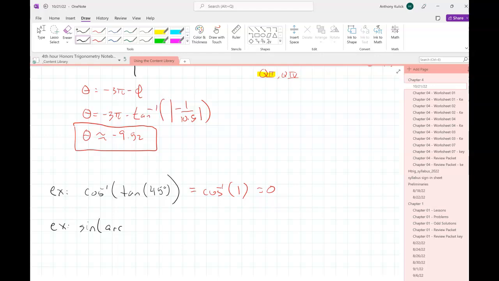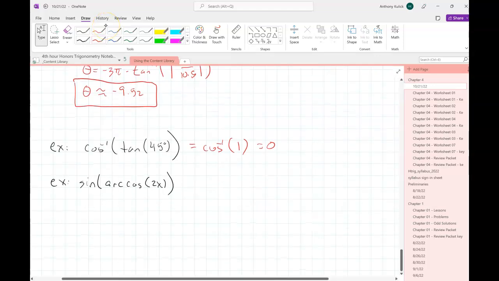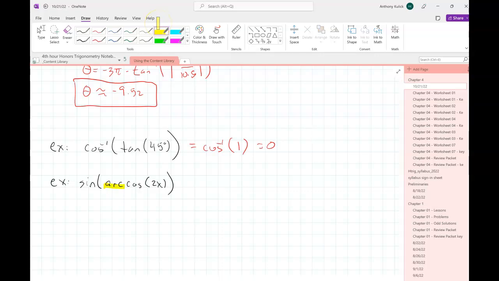Oh, I forgot to mention this. You'll also see arc cosine or arc sine or arc tangent used relatively interchangeably. That's the same thing as sine inverse, cosine inverse, tangent inverse. Just synonyms, they mean the same thing.